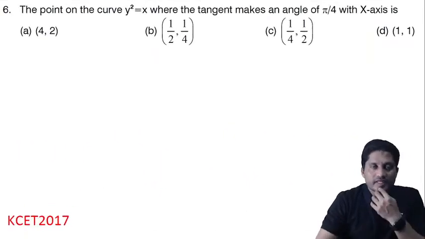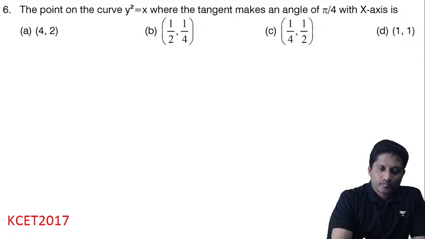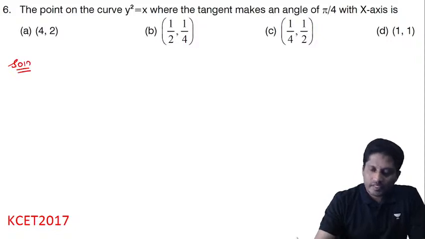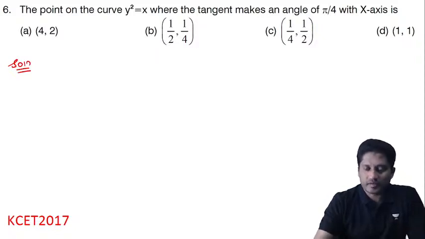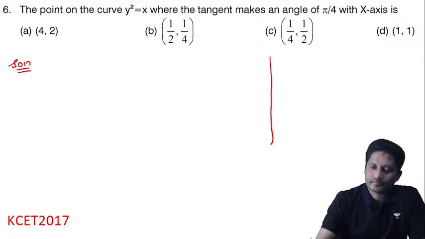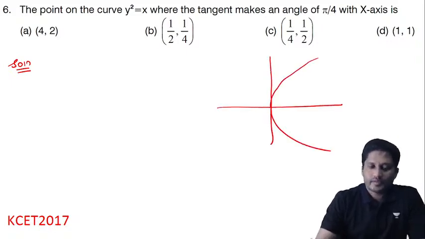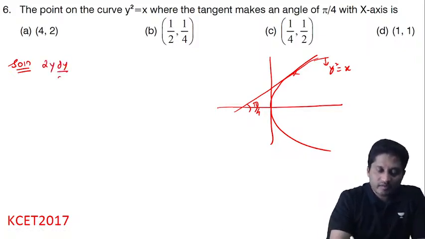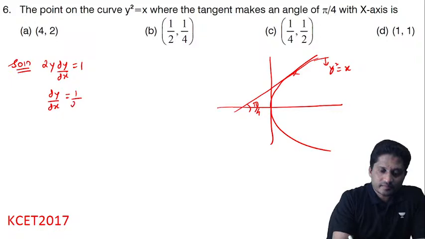The point on the curve y square is equal to x where the tangent makes an angle pi by 4 with the x axis. Now, y square is equal to x is a right parabola. We are supposed to find the point. If I differentiate y square is equal to x, you get 2y into dy by dx is equal to 1, right? From this I can write dy by dx is equal to 1 by 2y.